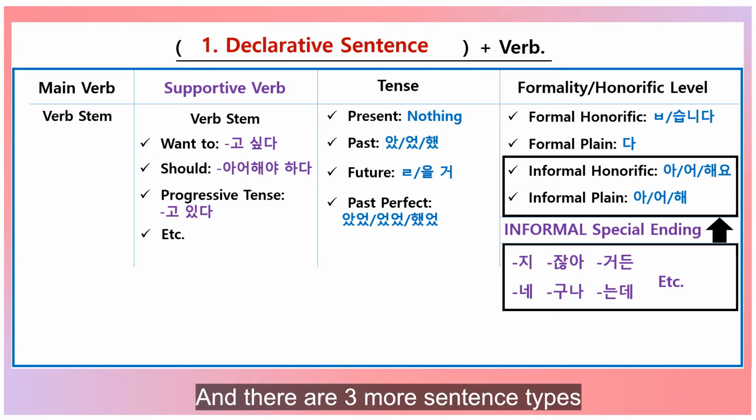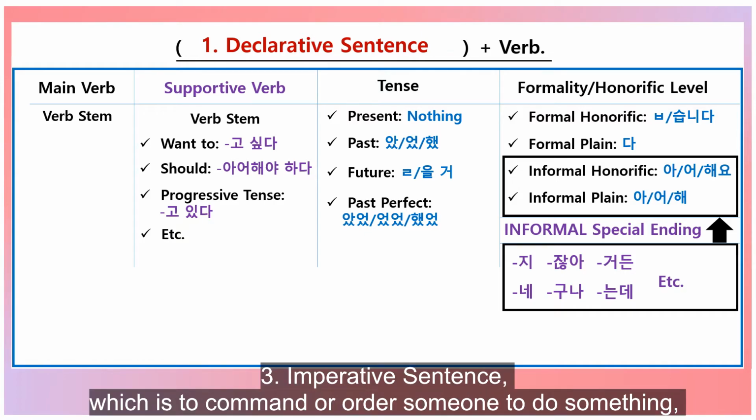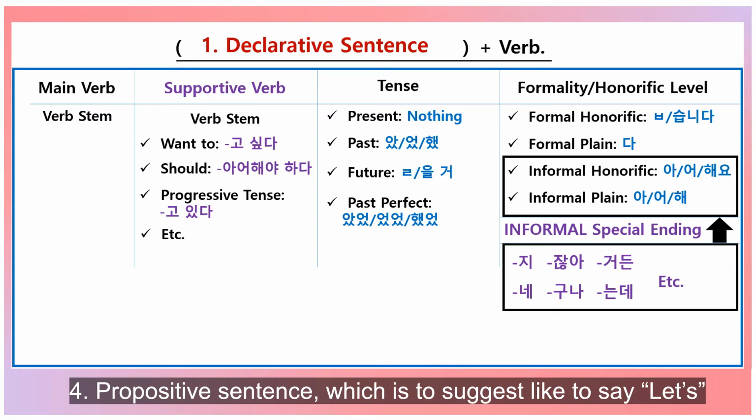And there are three more sentence types. Interrogative sentence, which is like a question. Imperative sentence, which is to command or order someone to do something. And propositive sentence, which is to suggest, like to say, let's.